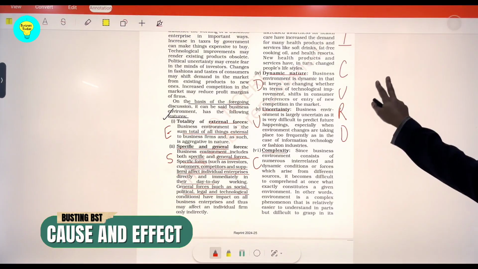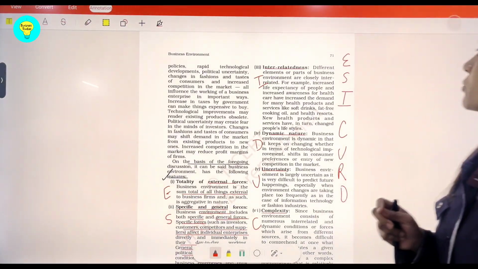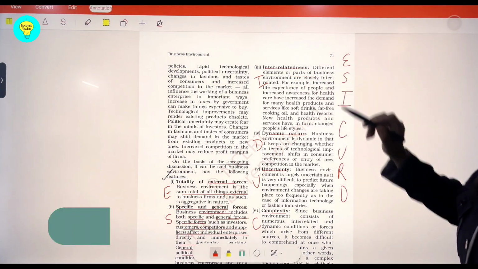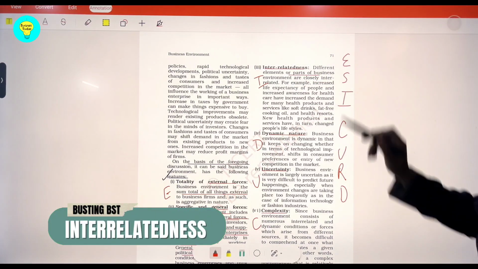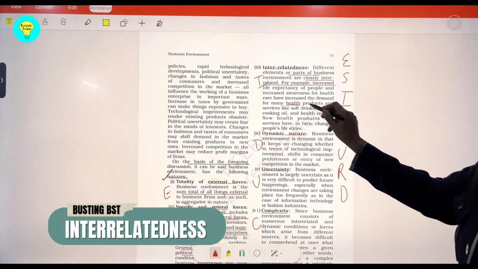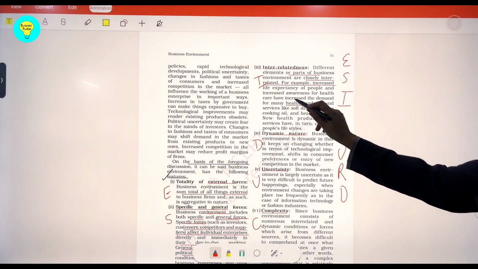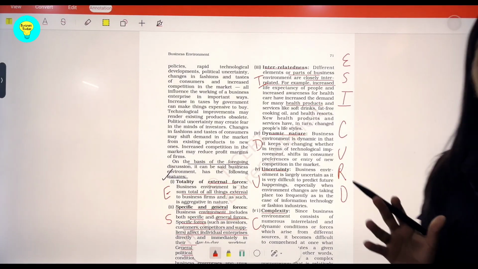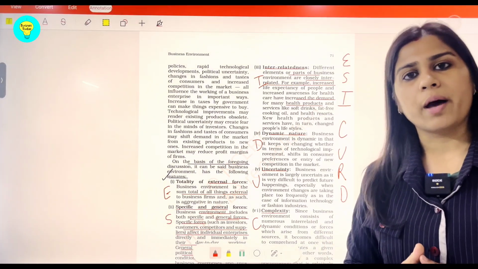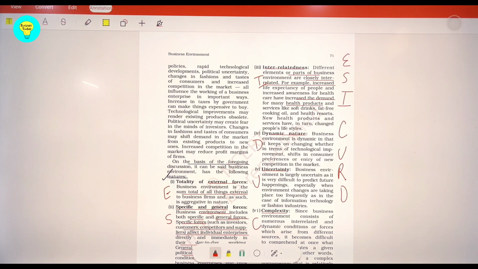Then I represents interrelatedness. Whenever you speak on this point, you should mention, students, that there are different parts of the environment which are closely linked with each other. Like if we say that in today's world, the people are more conscientious about their health, and thereby health products are in high demand. So this type of interrelatedness, interconnections between two elements in the environment do exist, which has been talked about in this particular feature.